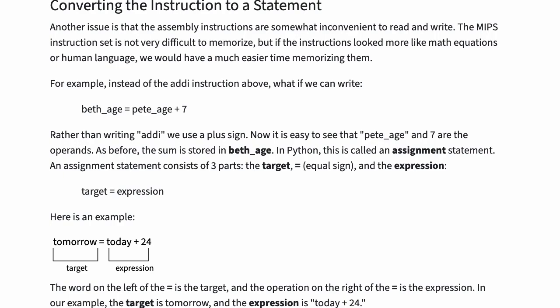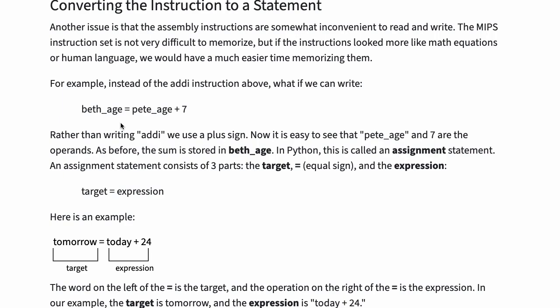For example, instead of the ADDI instruction above, what if we can write Beth age is equal to Pete age plus 7? Rather than writing ADDI, we use a plus sign and an equal sign. Now it is easy to see that Pete age and 7 are the operands. As before, the sum is stored in Beth age. In Python, this is called an assignment statement.